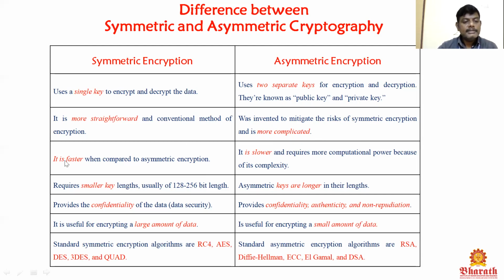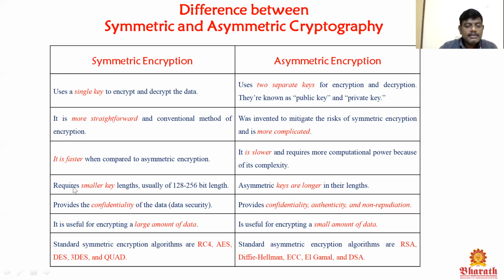Third difference: symmetric encryption is faster when compared to asymmetric encryption, because we have used a single key for encryption and decryption. So definitely it will be faster. What about asymmetric cryptography? We have used two keys, a public key for encryption and a private key for decryption. So definitely it will be slower compared with symmetric cryptography.